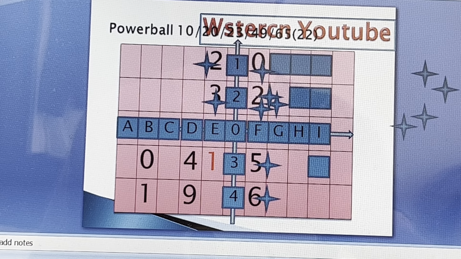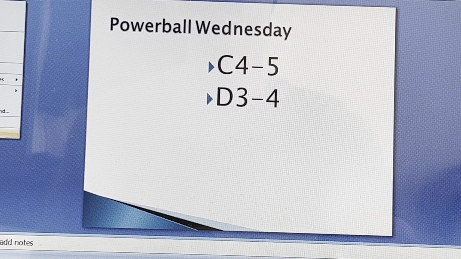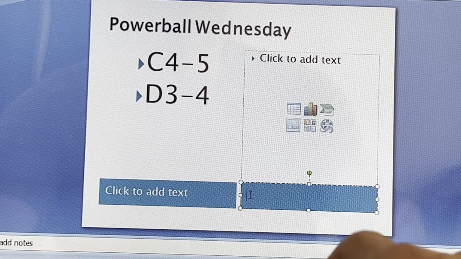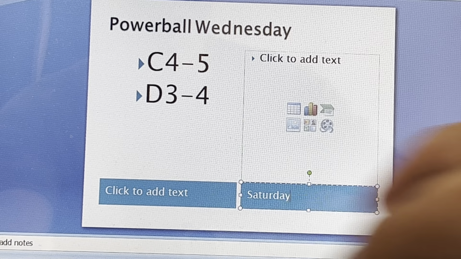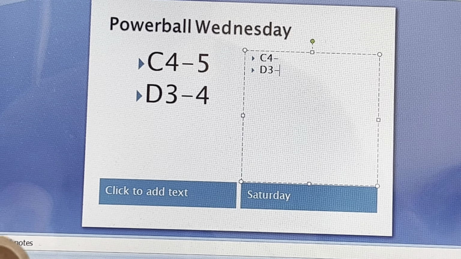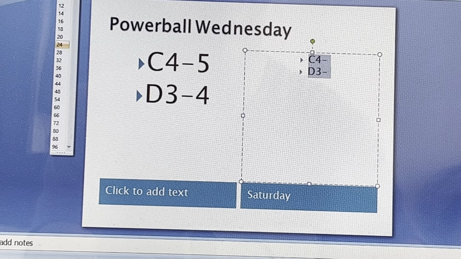Now, I don't know where I stopped it. I hope I know where I'm stopping. So let's continue reviewing the coordinates for the next 2 Saturday's draw. So I have C4 and D3. So I'm going to review these 2.